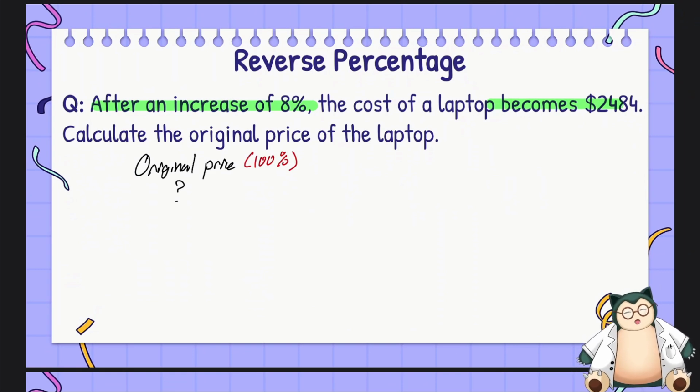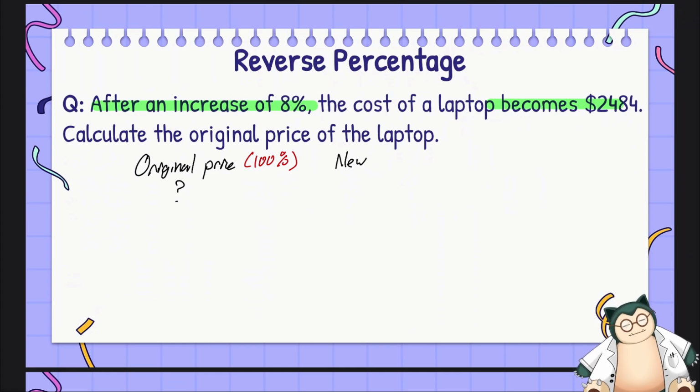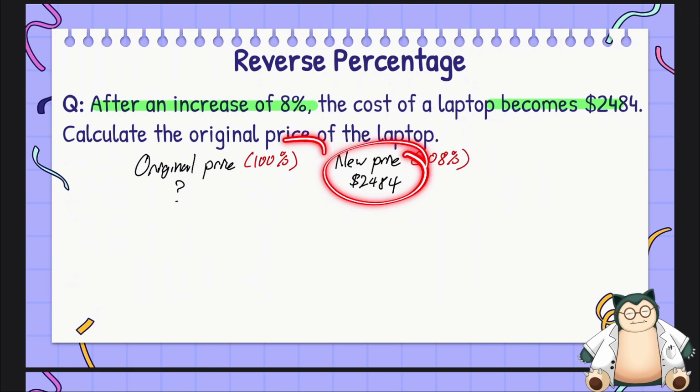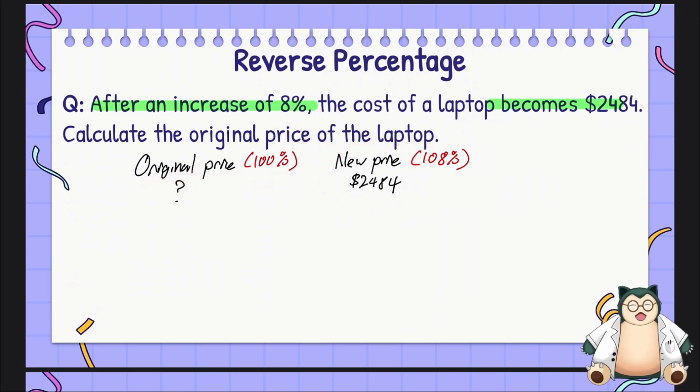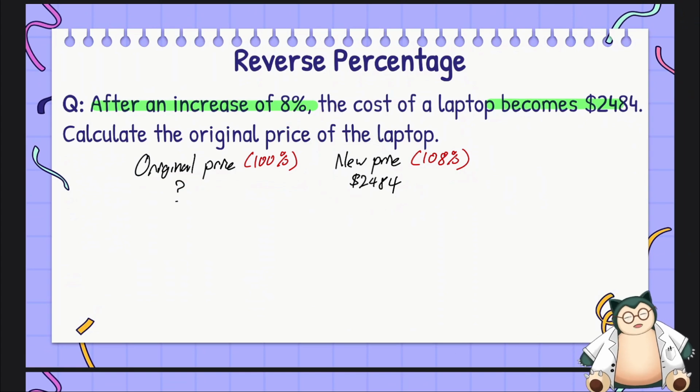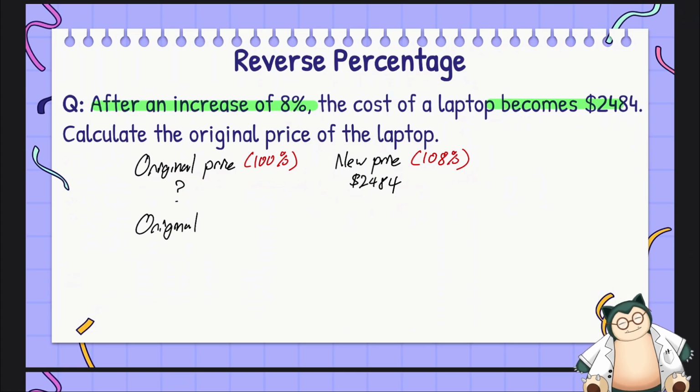After an increase of 8%, our new price is then 108%, and our new price would then be $2,484. So given this, how do we work backwards from 2,484 back to our original price? The key idea lies in identifying the base percentage. So our original price is 100%, our new price is 108%. So let's work backwards.